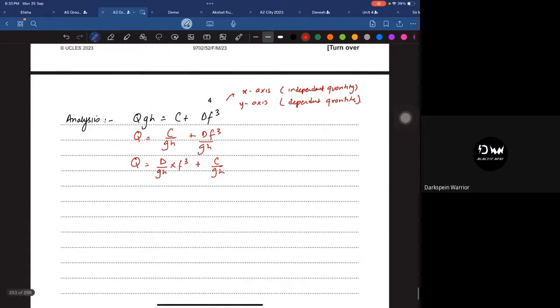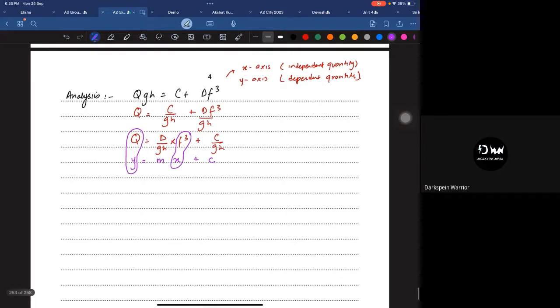Now you can basically compare this. Like in paper 3, you used to do y = mx + c. So you know that if you want a straight line with an intercept, on the y-axis you should have Q, on the x-axis you should have F cubed. The gradient of this equation will be D upon GH, and the y-intercept will be C upon GH. Is it clear?